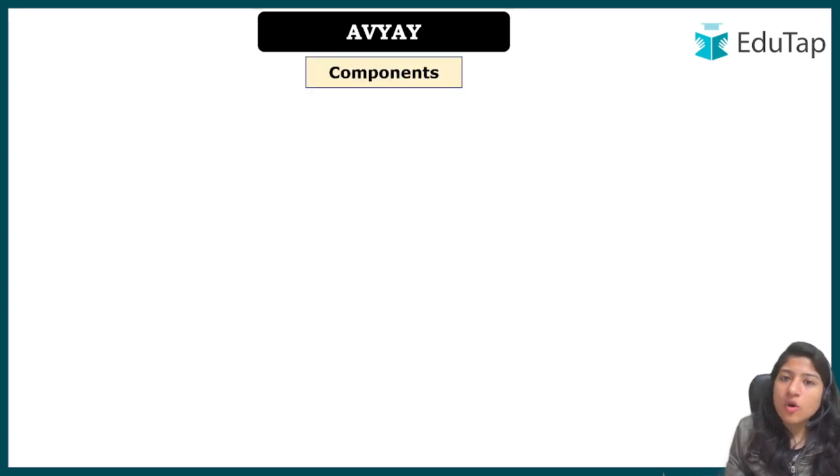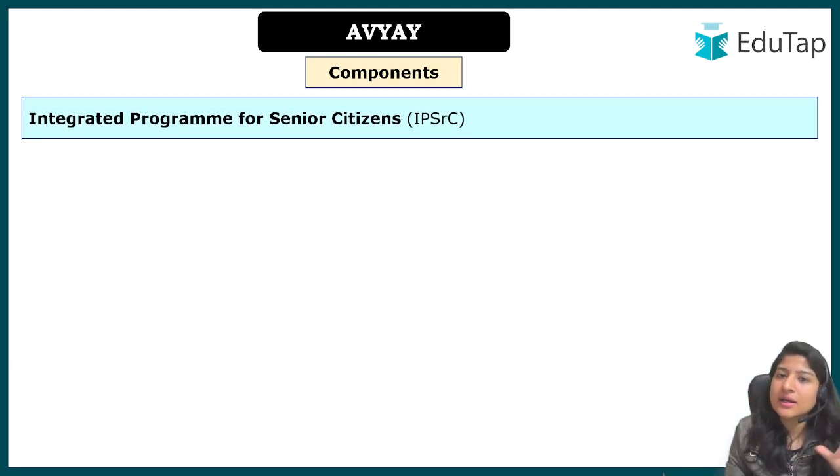Coming to the next component, see, now there are 6 important components. We are going to look at them one by one, but currently I'll just brief what we are going to cover in this particular lecture. First talks about the integrated program for senior citizens, and this is the one which is more frequently in the news, this component, I would say, than the rest of the components. So when I say cover all the components, I would suggest going a little bit deeper in this particular one.